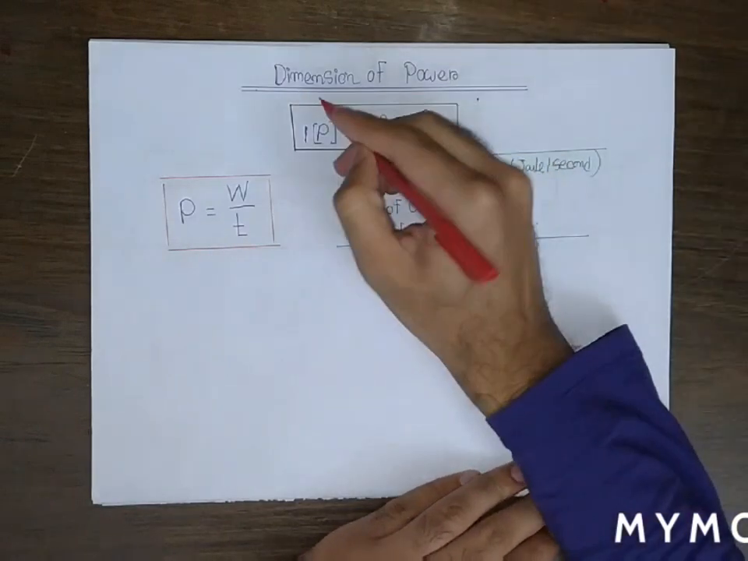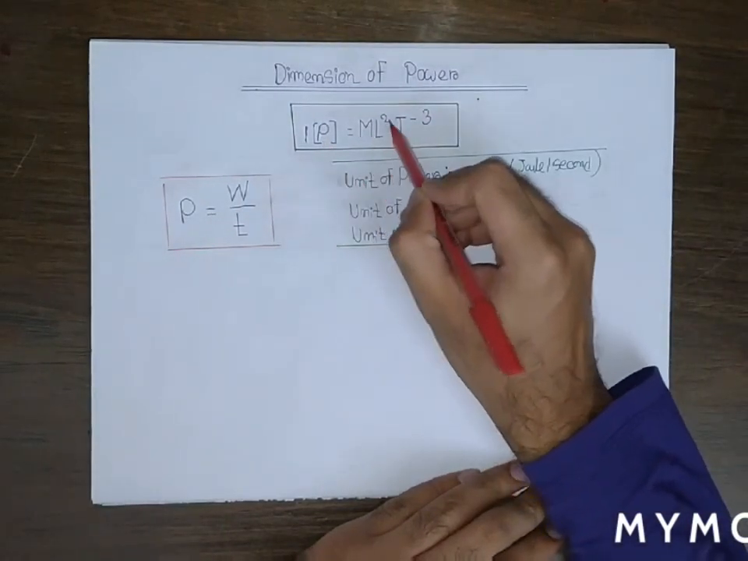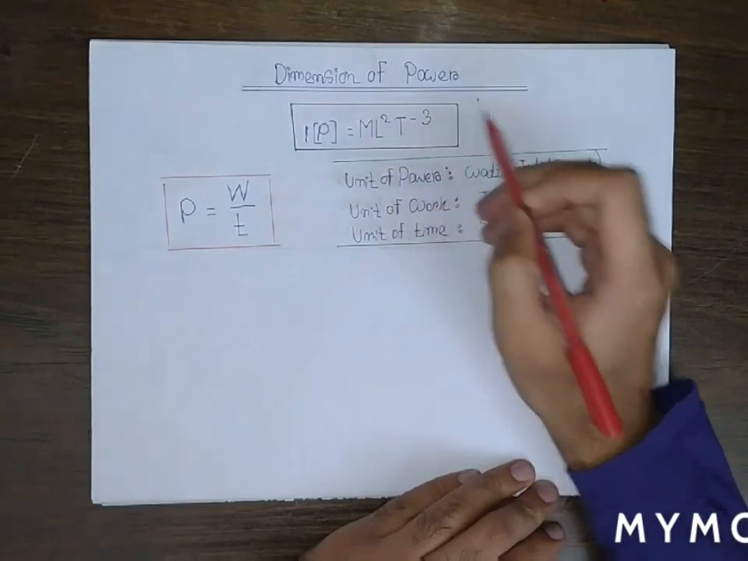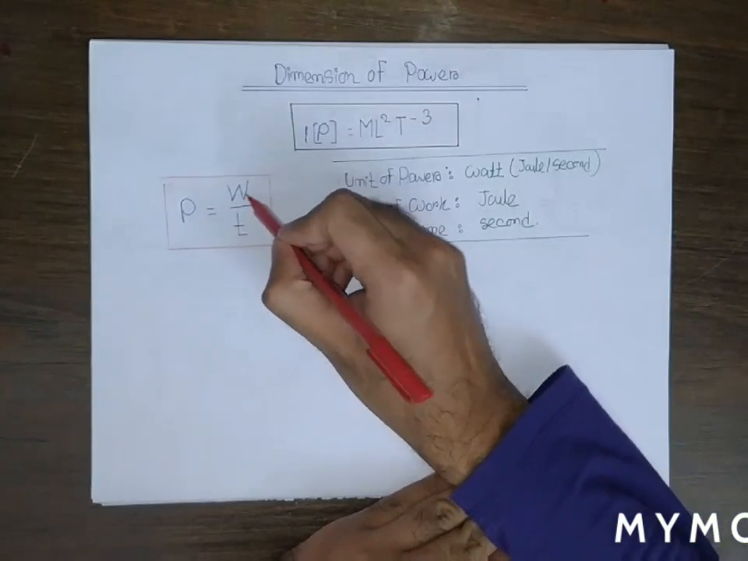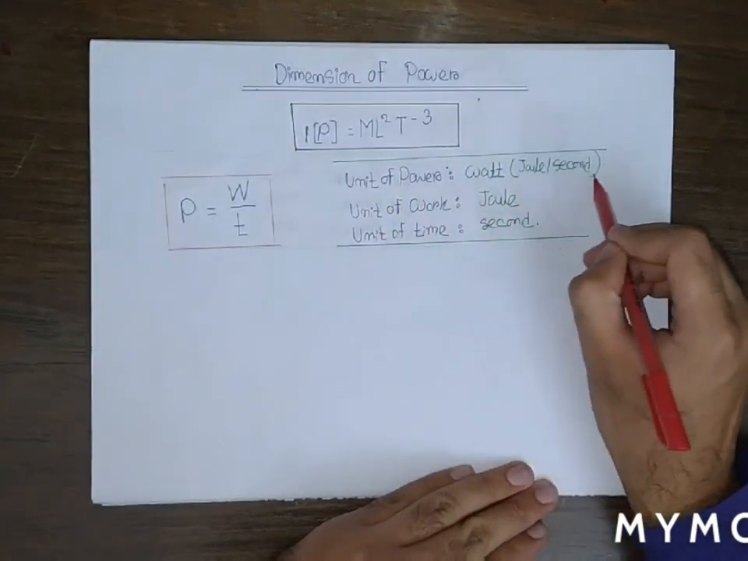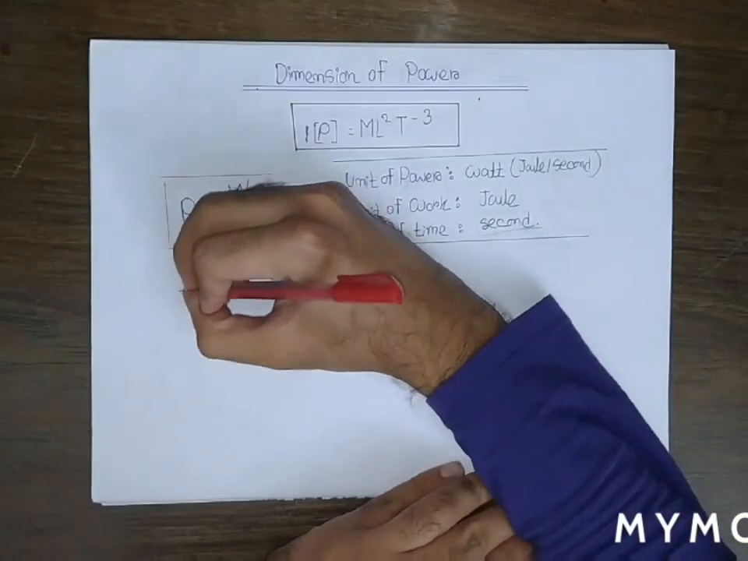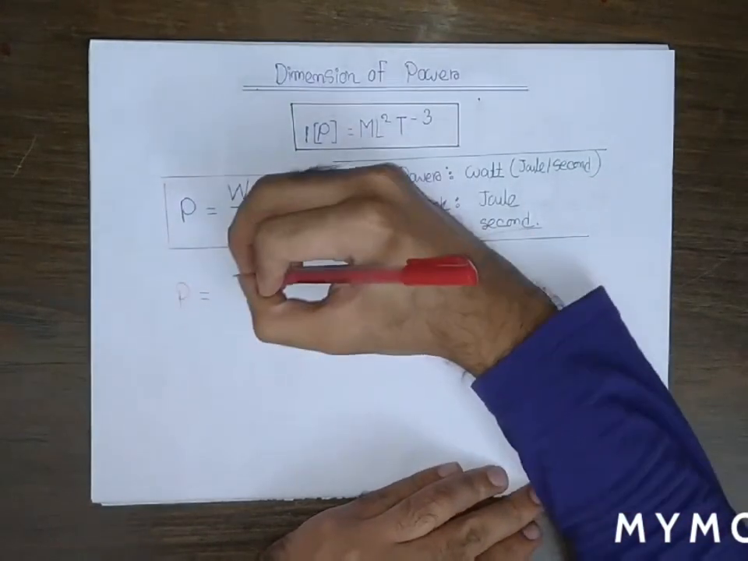Now dimension of power. I have already written dimension of power equals to M L square T inverse 3. We know power equals to work divided by time. Unit of power is watt or joule per second. Unit of work joule. Unit of time second. Now let us determine the dimension.